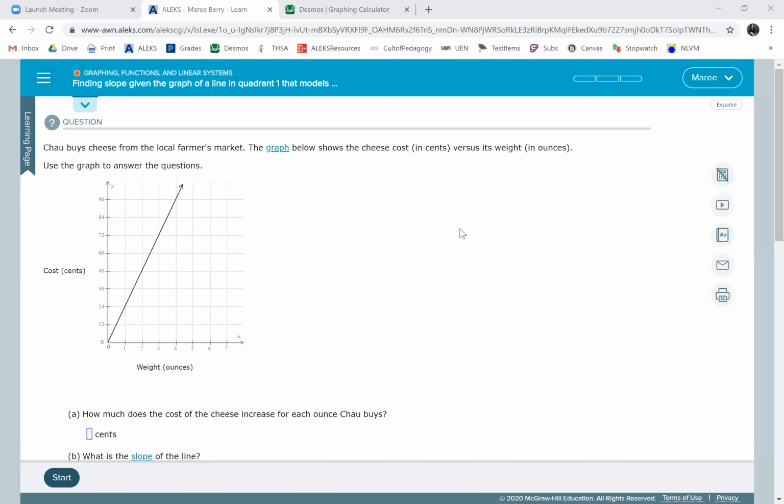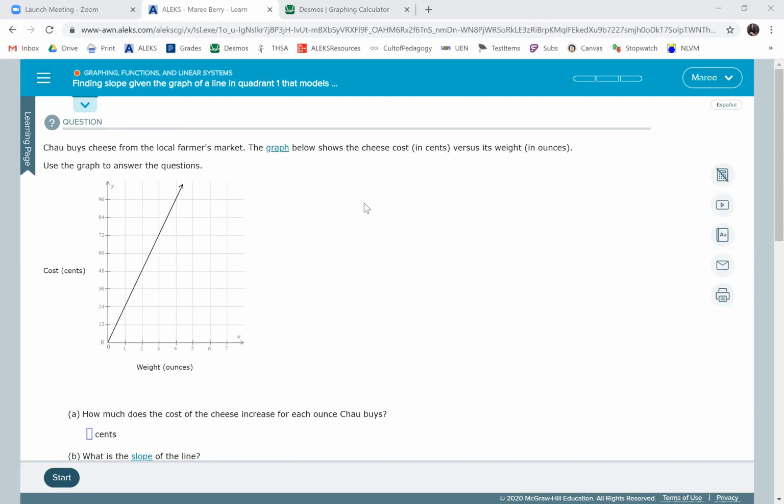So this is just finding slope given the graph of a line. And it's only in quadrant 1 and it models a real world situation. But really all we're doing is finding the slope. So this says that this guy buys cheese from a local farmer's market.